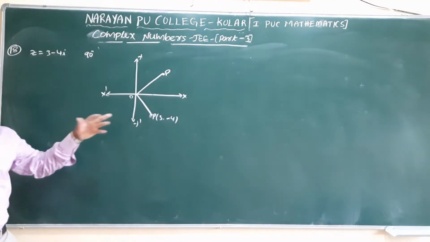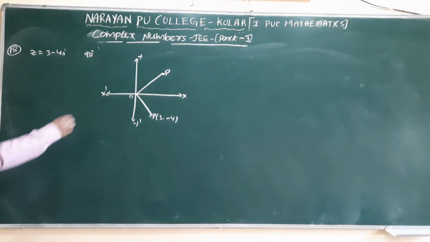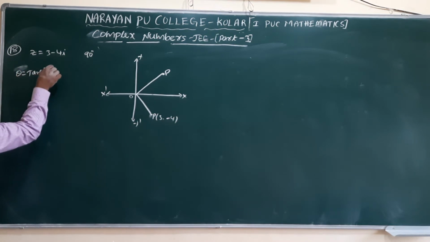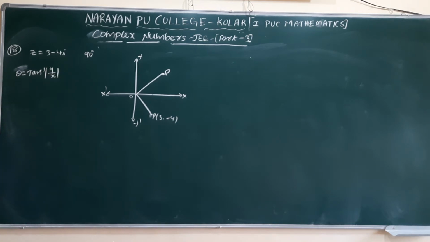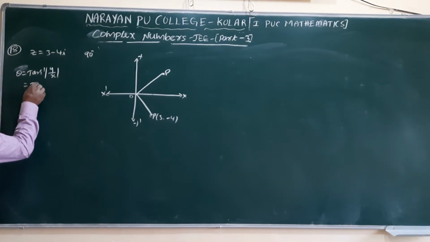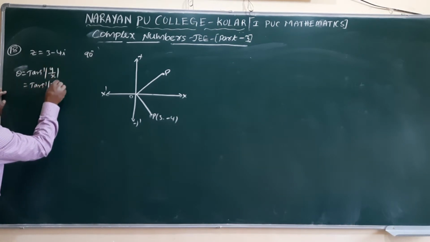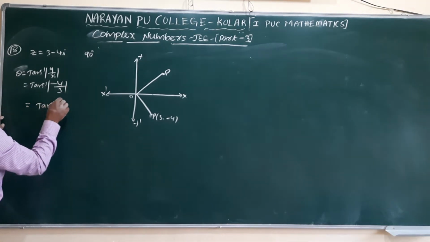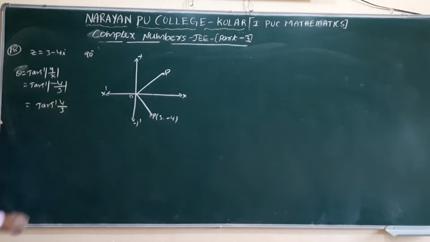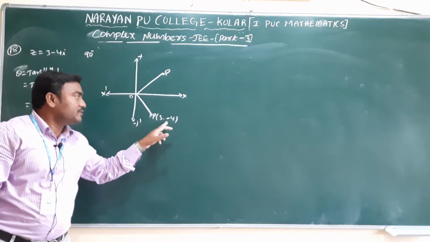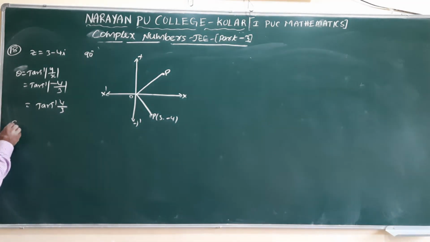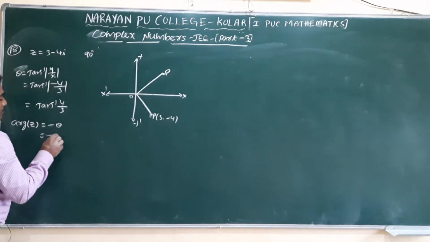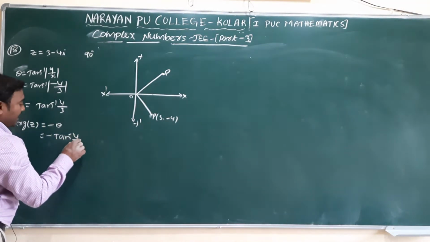First we have to find the argument of this and the new argument. So here x value 3, we have theta is equal to tan inverse of modulus of y by x, or tan inverse of modulus of b by a. So tan inverse of y value 4 by x value 3. But here (3, minus) is in the fourth quadrant, so the argument of z is equal to minus theta. Here the theta value is minus tan inverse of 4 by 3.